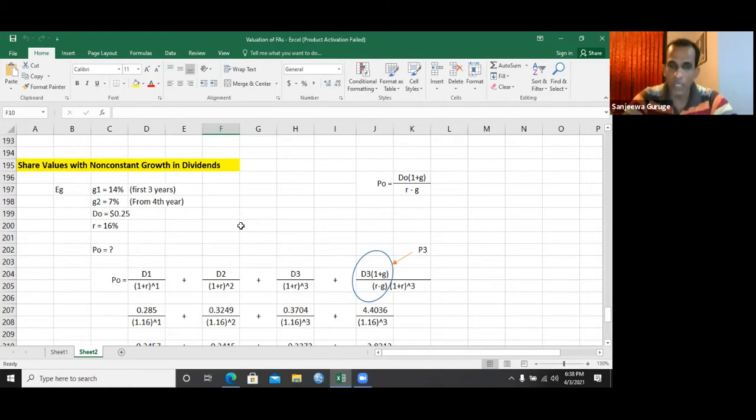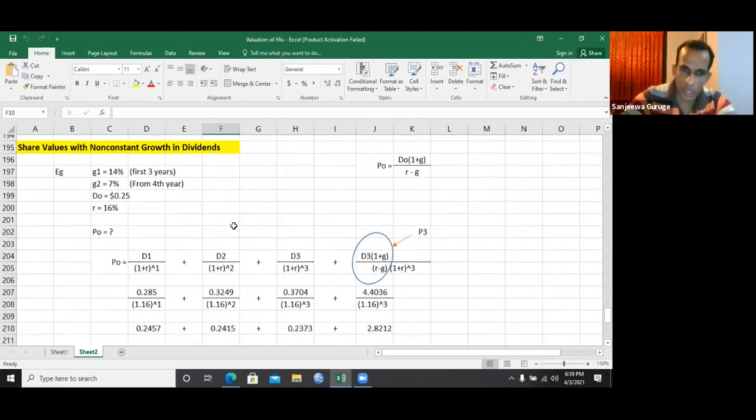But we discussed that at one point it is necessary to assume the dividend is growing at a constant rate. So even if we use the non-constant growth in dividend assumption, at one point we have to use the constant growth in dividend assumption. We discussed the principle and the basis for applying the constant growth model at a particular point.